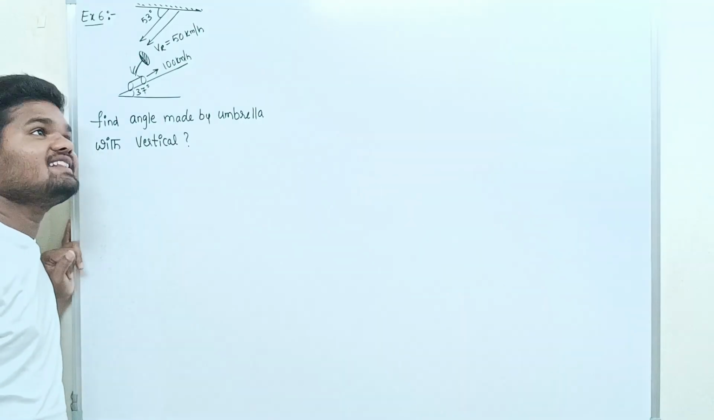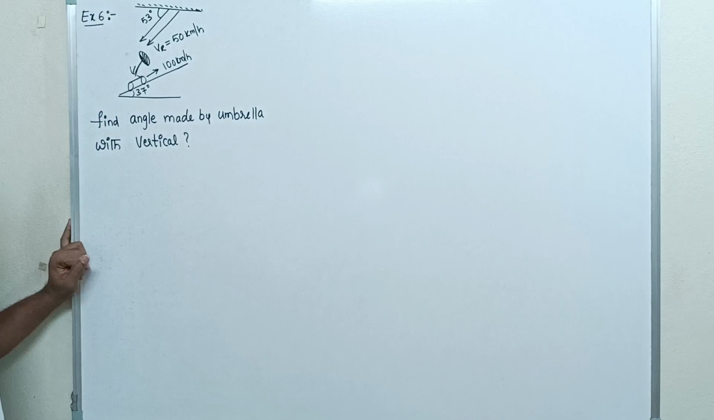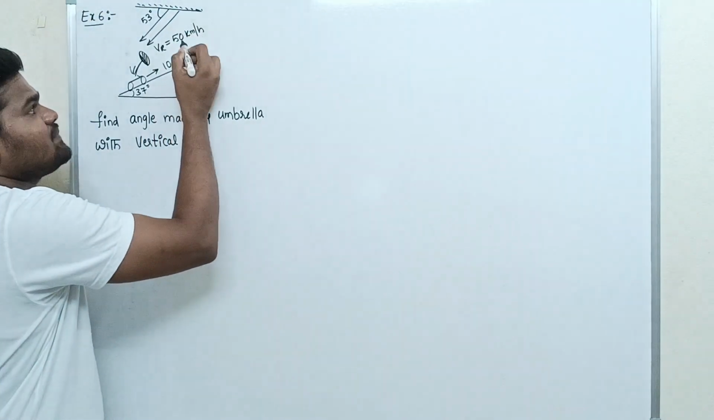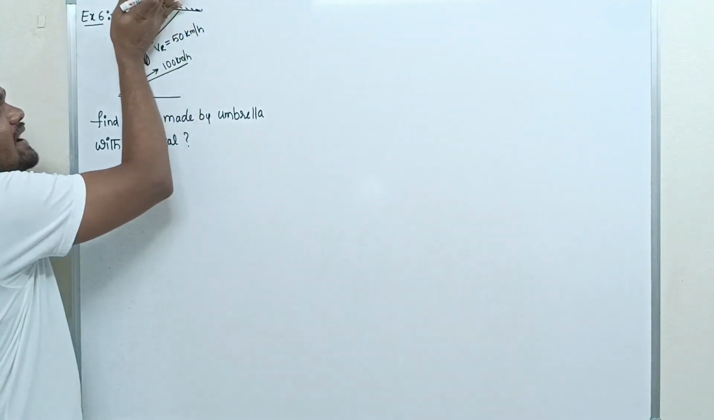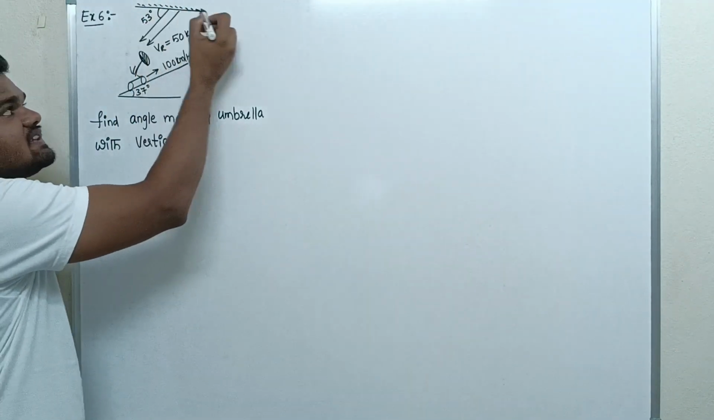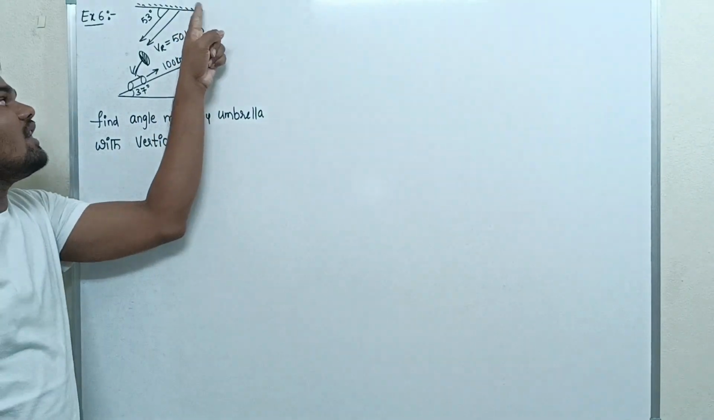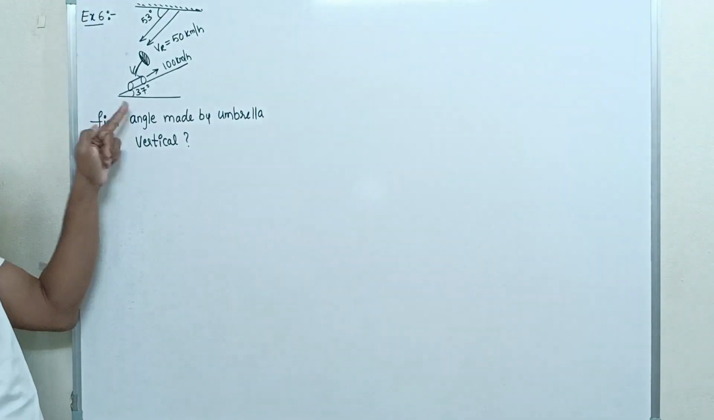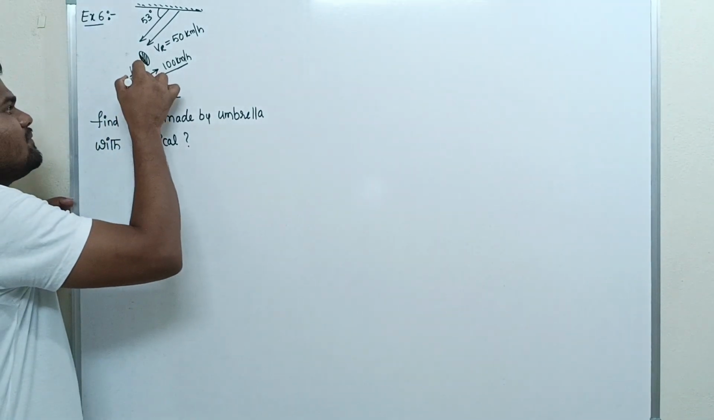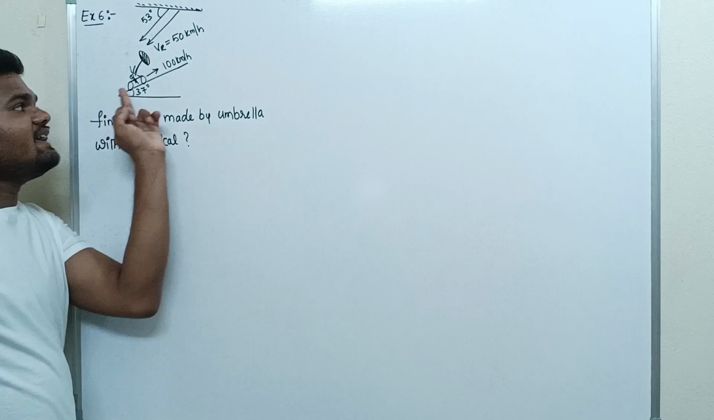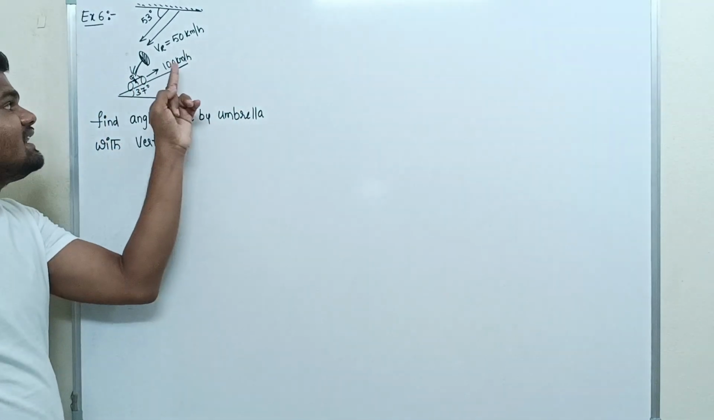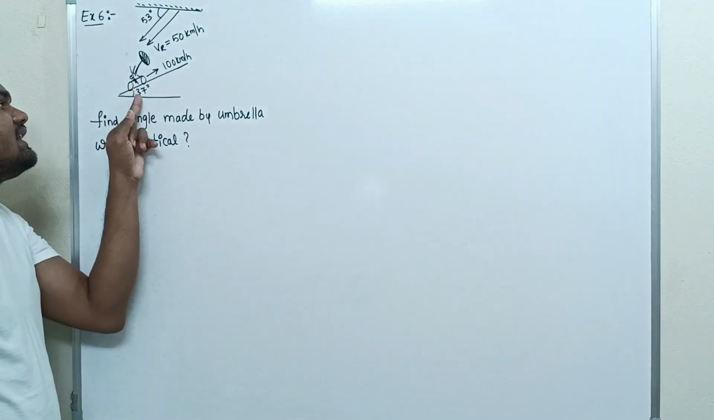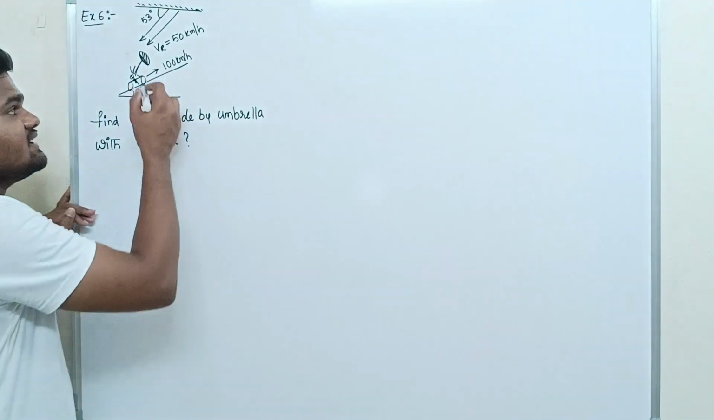Right. So this is another given question. Here the rain is falling with a speed of 50 kilometers per hour, making an angle of 53 degrees with the horizontal. So with respect to the horizontal, the velocity of rain is how much? 50 kilometers per hour. Now here a person is moving on an inclined plane with a speed of 100 kilometers per hour. What is the angle of inclination? 37 degrees. So he is moving like this.